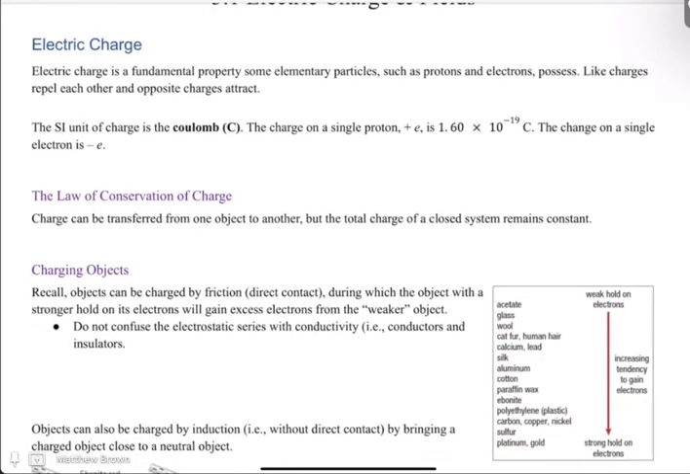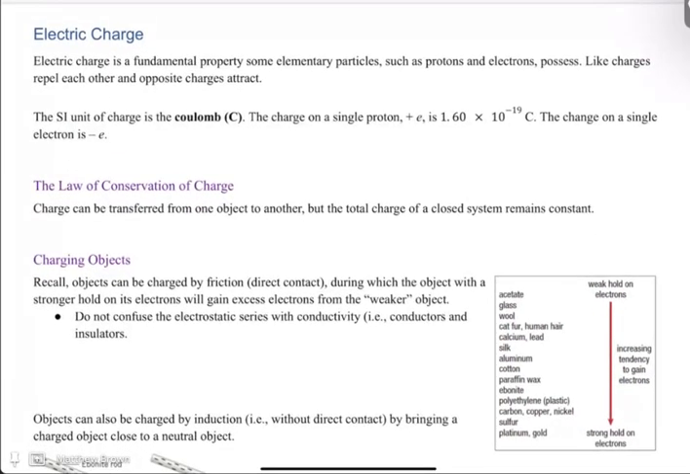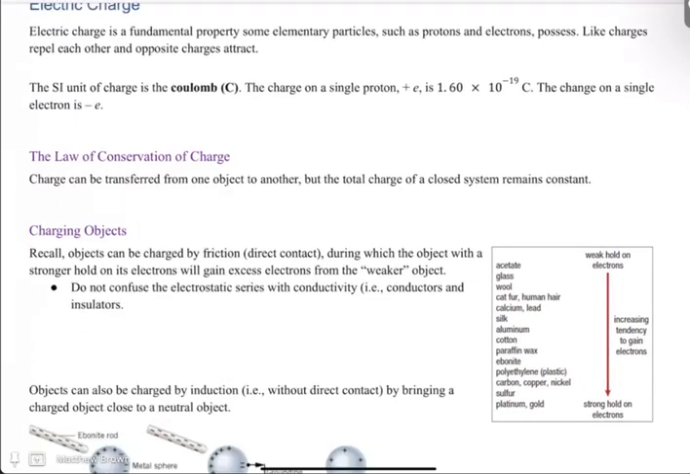Another wonderful conservation law here: charge can be transferred from one object to another, but the total charge of a system, particularly a closed system, remains constant. So you've got a certain amount of charges. They can jump from one atom to the next, but the total has to remain the same.